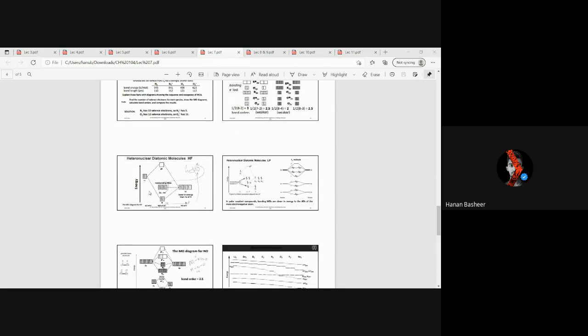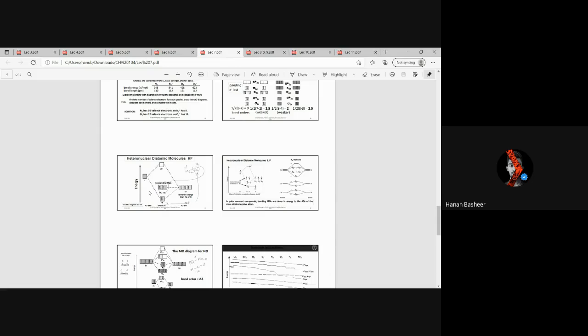Then the MO diagram for NO. Just a second. Yeah, sorry for the disturbance.